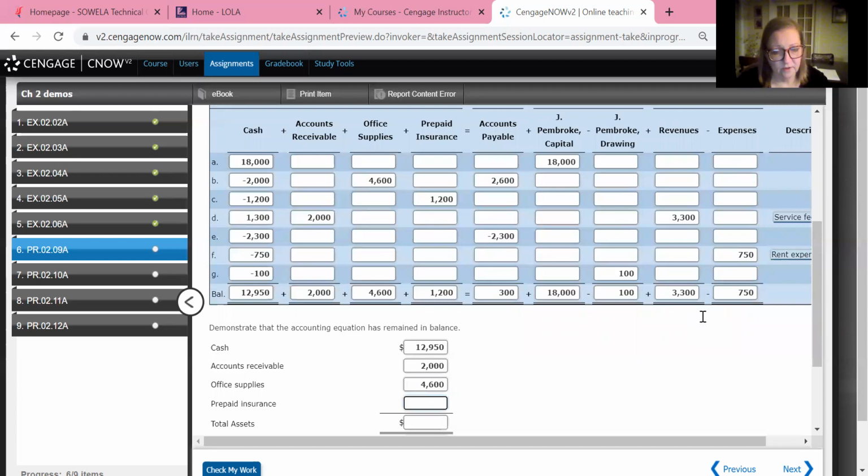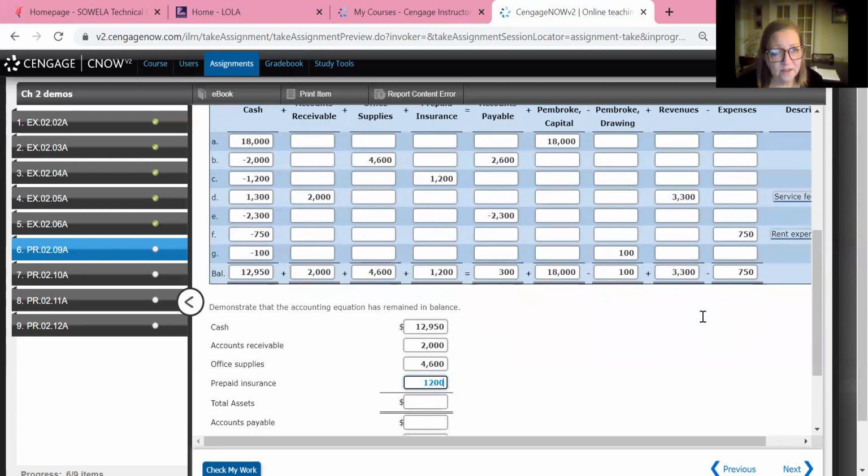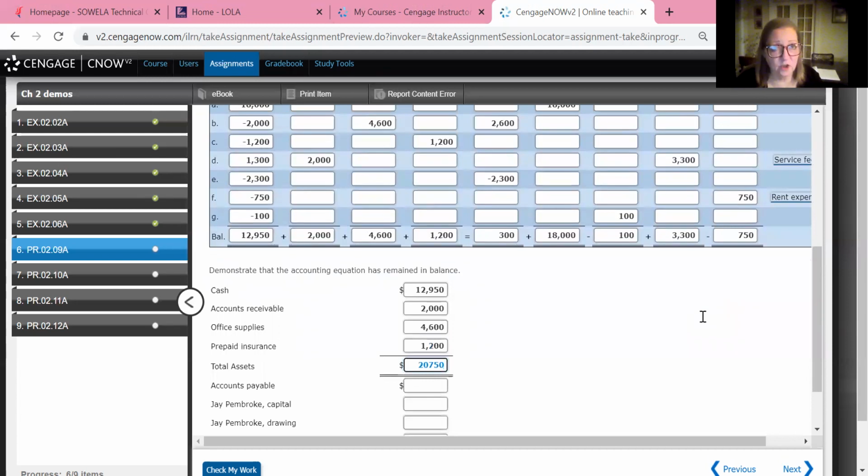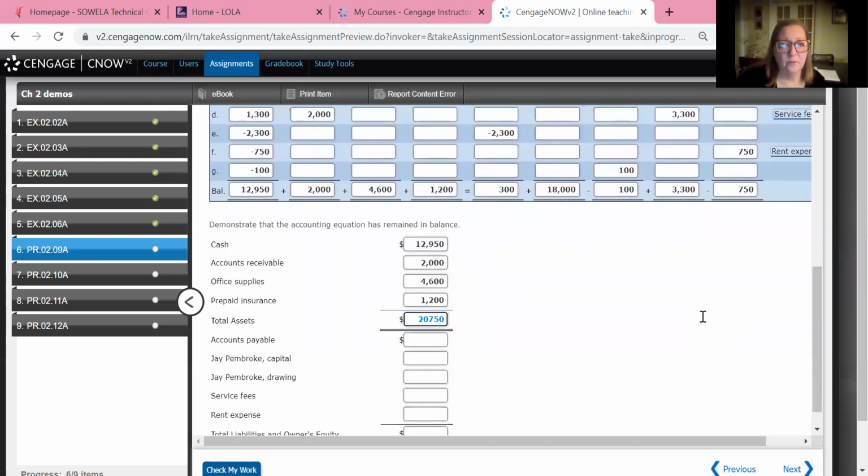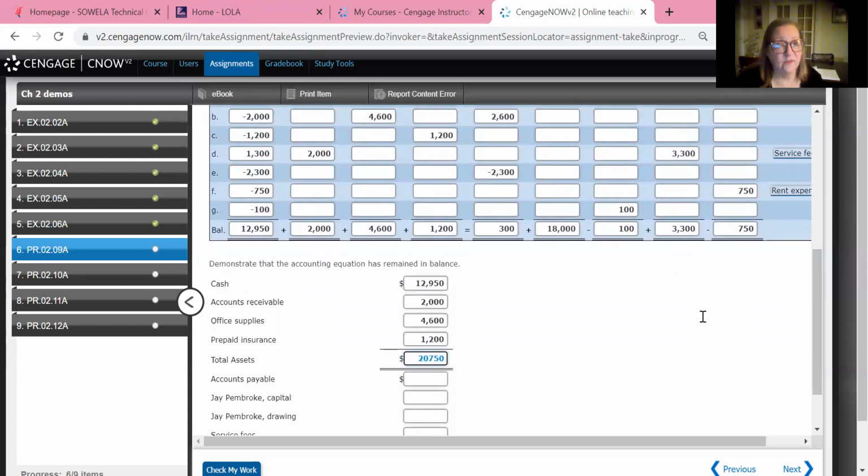That's the beauty of Cengage. It helps us. Because if you were doing this manually, you'd have to add and re-add and re-add. So the total assets is the 12,950, the 2,000, the 4,600, and the 1,200. So when we add those together, we should come up with 20,750. See if that's right. Yep, I think it is. So total assets is looking like 20,750. If we were doing it manually, again, we would just run through the calculator, do that over and over until we got the same numbers 2 or 3 times. But we don't have to do that if we can do check my work. And then if it gets a glitch, we'll say, okay, what did I carry over incorrectly?